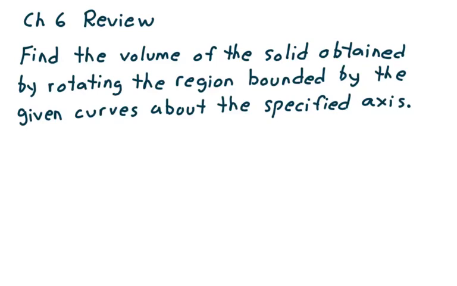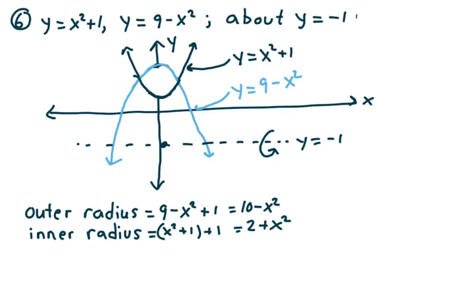This is a video from the Chapter 6 review in Calculus 2. The directions say to find the volume of the solid obtained by rotating the region bounded by the given curves about the specified axis. So in problem 6, the curves are y equals x squared plus 1, y equals 9 minus x squared, and we're going to rotate the region bounded by those curves about the line y equals negative 1.